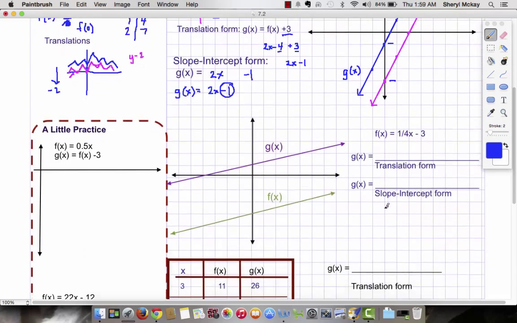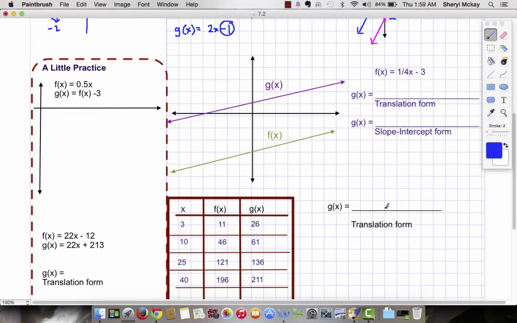Let's go down to this one. On this graph, I now have two lines, f of x and g of x, and they have already been graphed for me. And I've actually even been told what the equation of f of x is. F of x is 1/4 x minus 3. 1/4 x minus 3. So let's look at it.